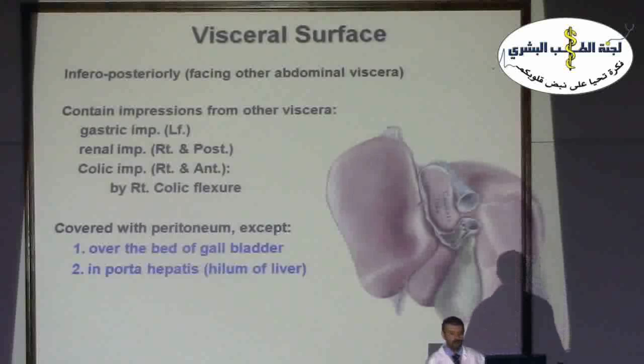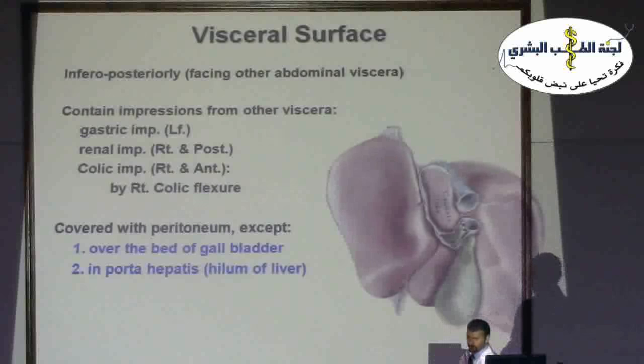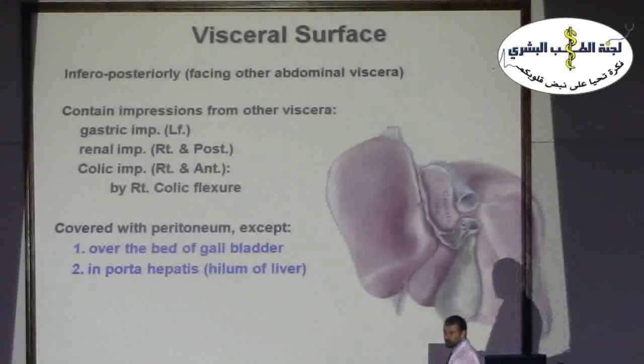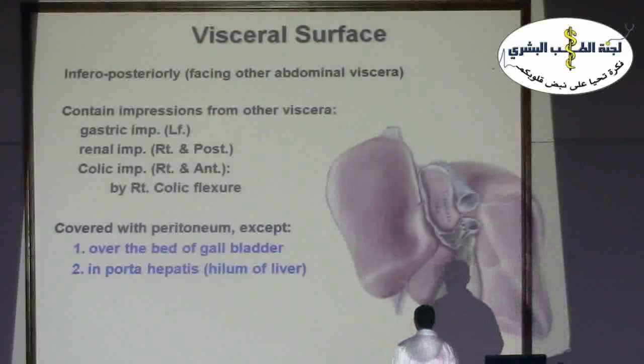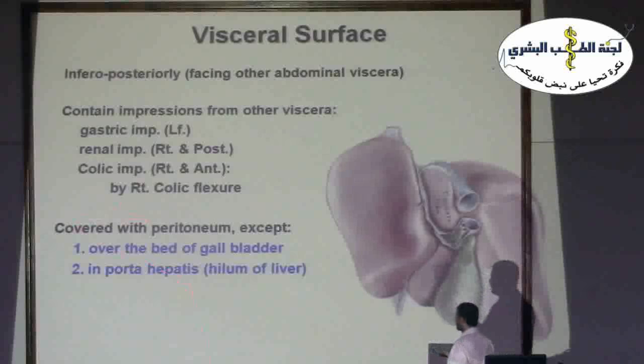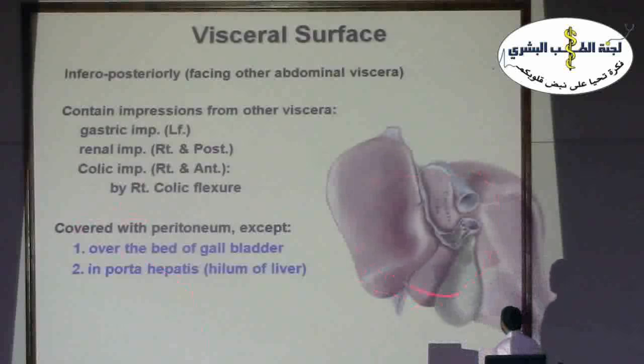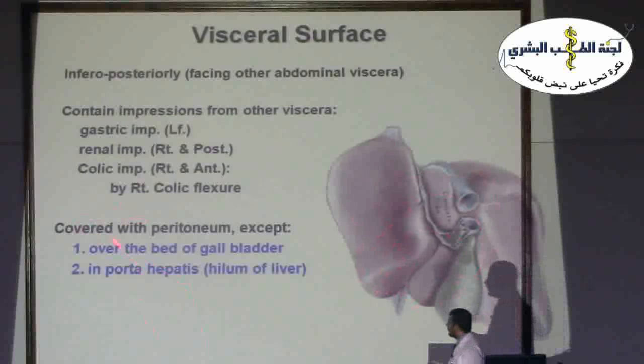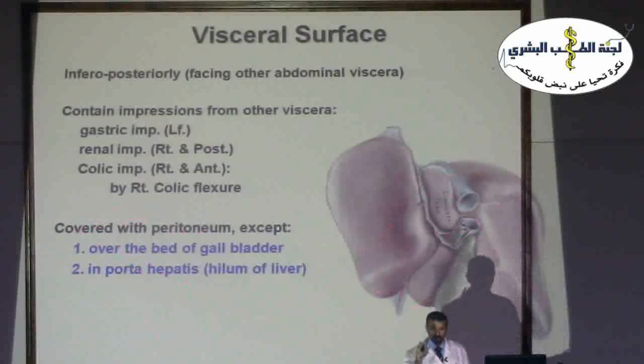So this is your homework. Find what is the fourth organ forming impression on the visceral surface of the liver. So there is a fourth one. The visceral surface of the liver is also covered with peritoneum, except two areas.